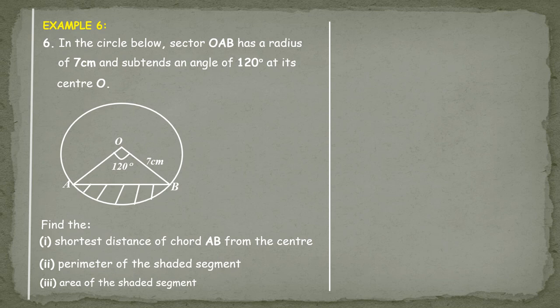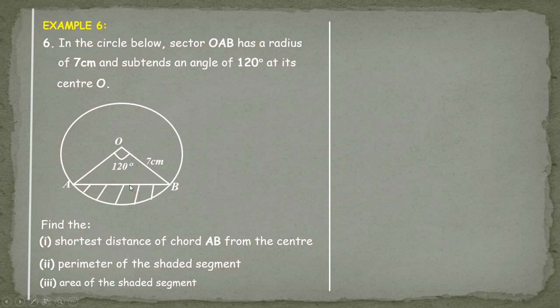Now in this particular question, the sketch was provided for us, which means that the work to be done should be relatively easier, since the figure, the summary of the question, has been given to us. Find the shortest distance of the chord AB from the center. Now this is our chord AB.